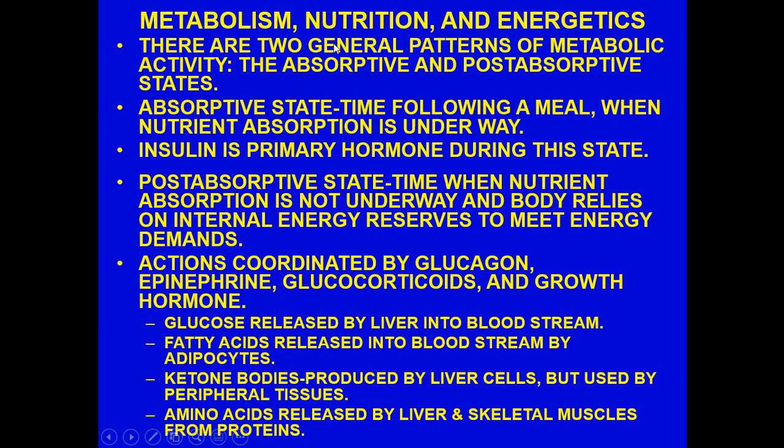No problem. Now, there are two general patterns of metabolic activity, the absorptive and the post-absorptive. This is where we get into what I was mentioning earlier about why we end up storing a lot of glucose in the liver in the form of glycogen. We have the absorptive state. That's the time following a meal when nutrient absorption is underway. You had a wonderful meal and you're now breaking it down, the proteins, the carbohydrates, the lipids, and it's getting transported in either the blood or the lymphatic system, particularly if you're talking about lipids. Insulin is the primary hormone during this state.